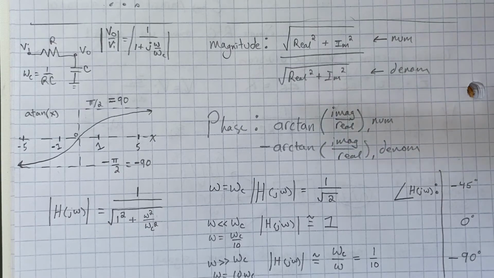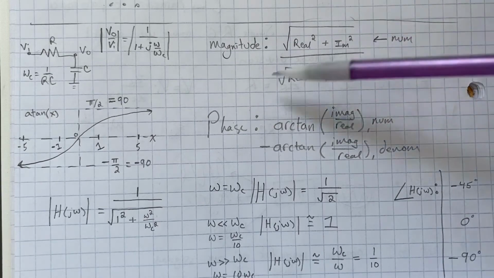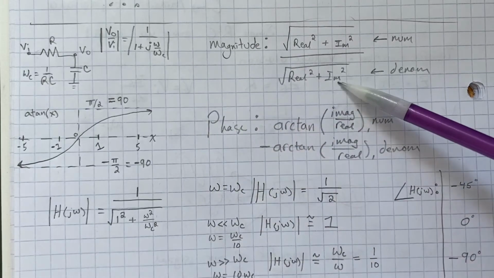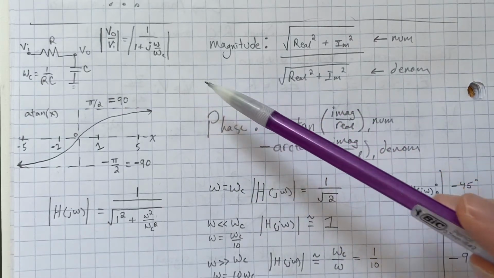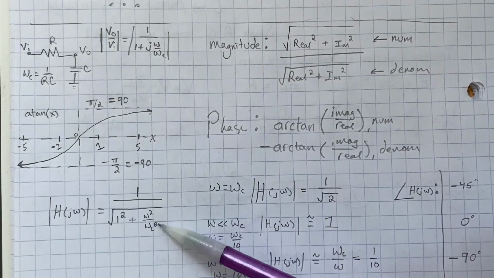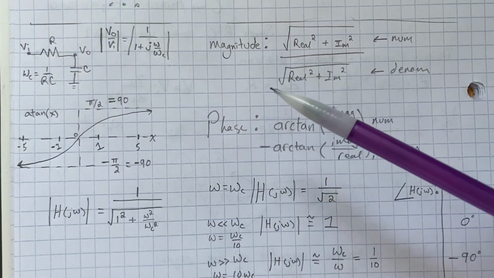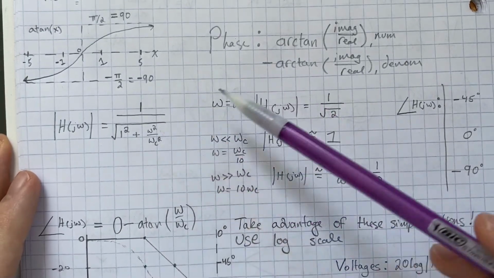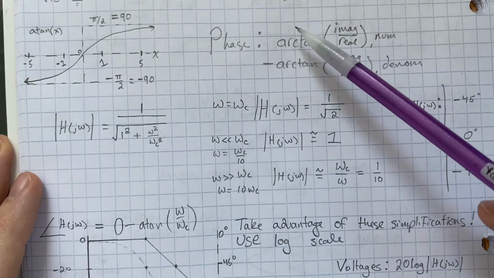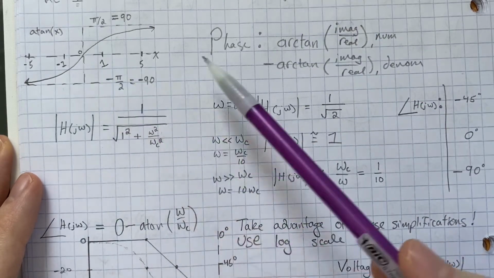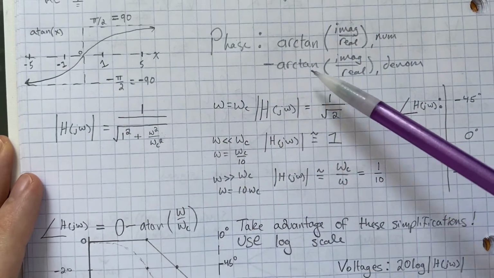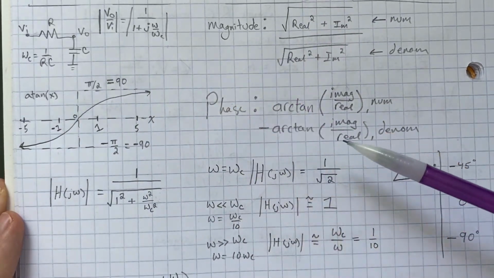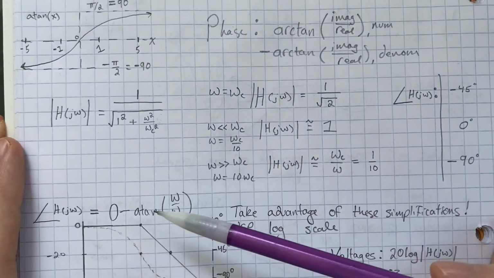So here, for the magnitude, our numerator is just 1, so that's going to be 1. Our denominator, real part squared, is just 1, plus imaginary part squared is just omega over omega c squared. So this is our magnitude. And let's look at our phase here. Since our numerator is just 1, the imaginary part is 0, and an arctan of 0 is just 0. So that'll be 0 minus arctan of the imaginary part, omega over omega c, over 1. So that's what we're left with there.